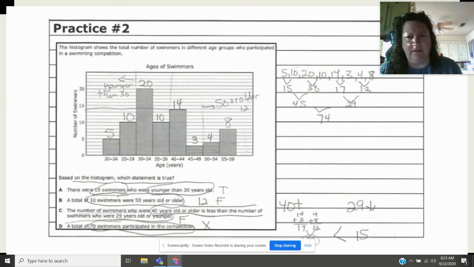I think that is 5, 10, 20, and 10 is 45. And the 14, 4, 4, and 8 are over here, and that's 29. So that's false because it says the number of swimmers who were 40 years old or older is less than the number of swimmers who are 20 years.